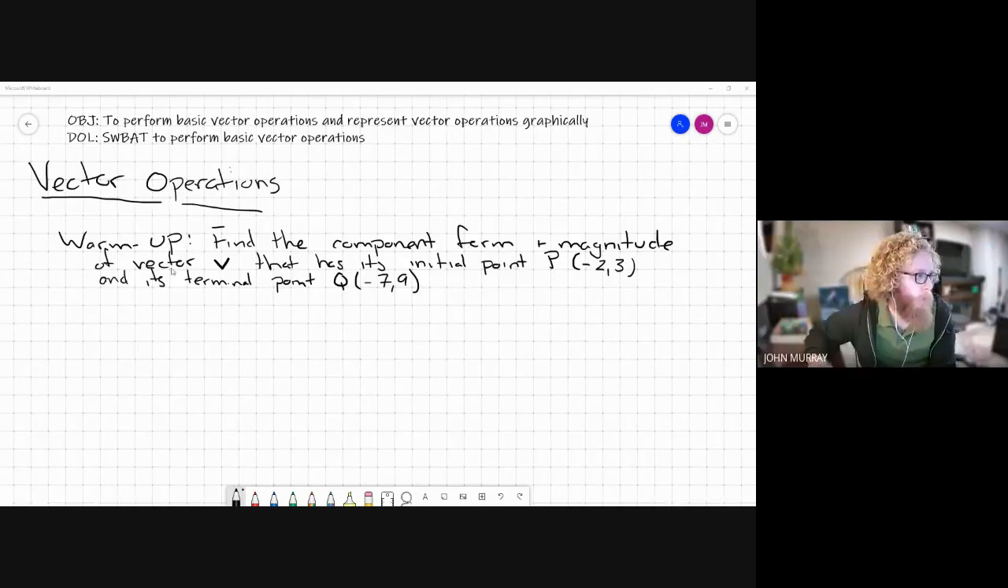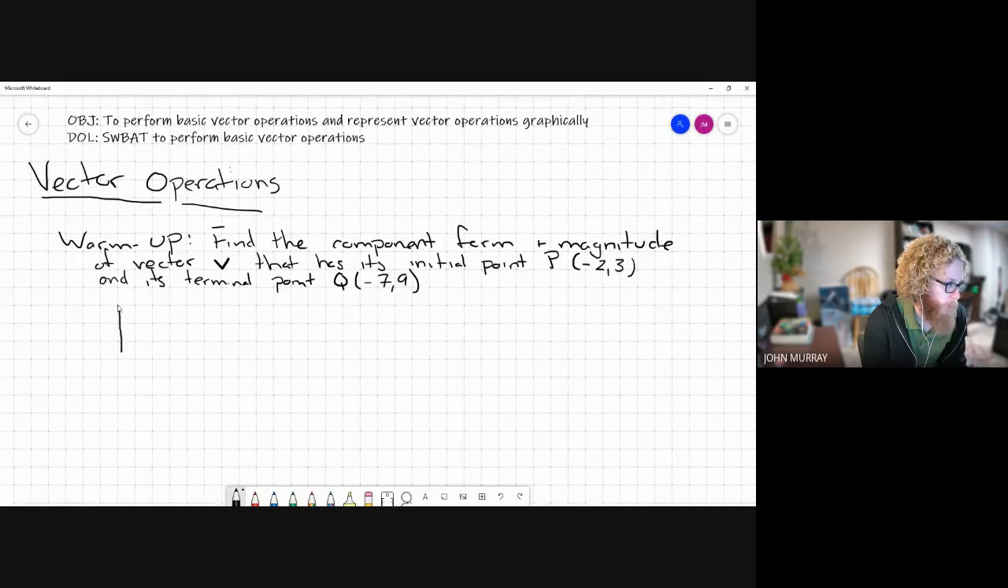Okay, so let's get started with this warm-up. For the warm-up, we want to find the component form and magnitude of the vector v that has its initial point P at -2, 3, and its terminal point Q at -7, 9. So real quick, I didn't ask you to do this, so if you didn't, that's okay. I'm going to sketch it out and show you with the graph.